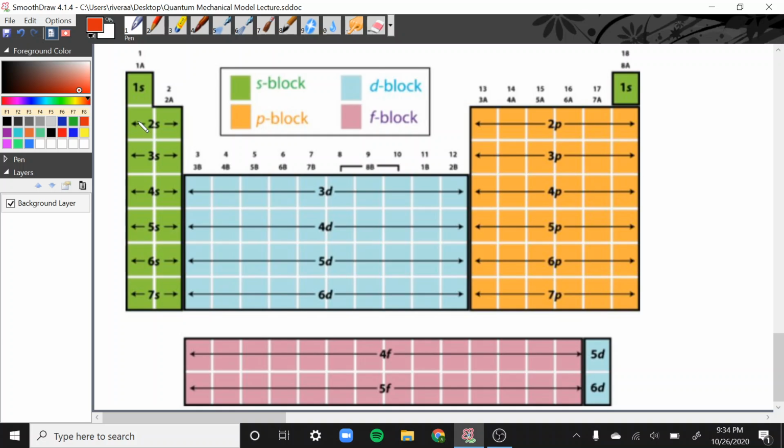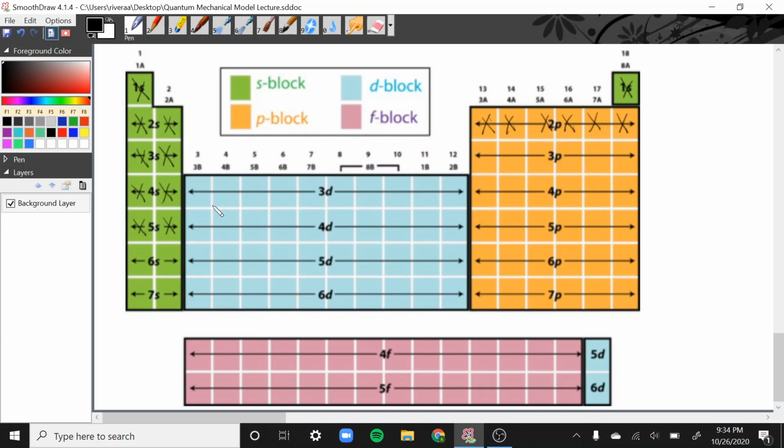S orbitals can hold 2 electrons. So 1, 2. Look, 1, 2, 1, 2. Get it? Right? S orbitals can hold 2 electrons. P orbitals can hold 6, right? Because remember the 3 different shapes, 2 electrons apiece. 1, 2, 3, 4, 5, 6. Voila. These are our P block elements.